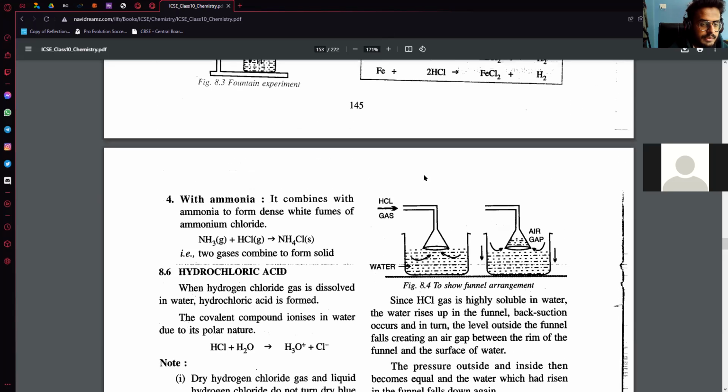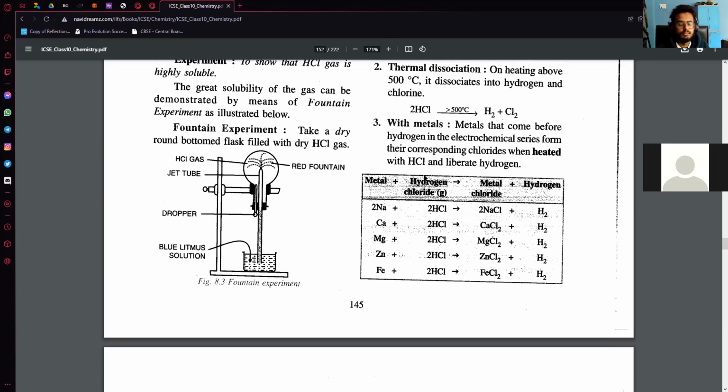Now there is one reaction that is very common with acids and metals. You need to know the concept as well as know it by heart. So active metals: sodium, calcium, magnesium, zinc, iron. These are all active, highly reactive metals, right? These metals react with acid, hydrogen chloride gas or hydrochloric acid, whatever it is.